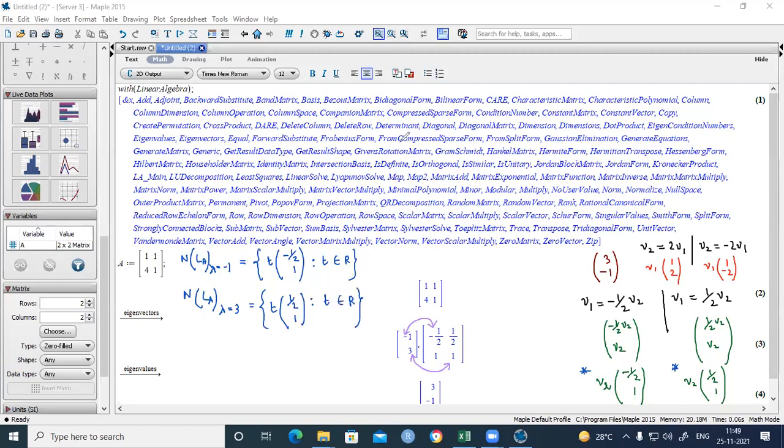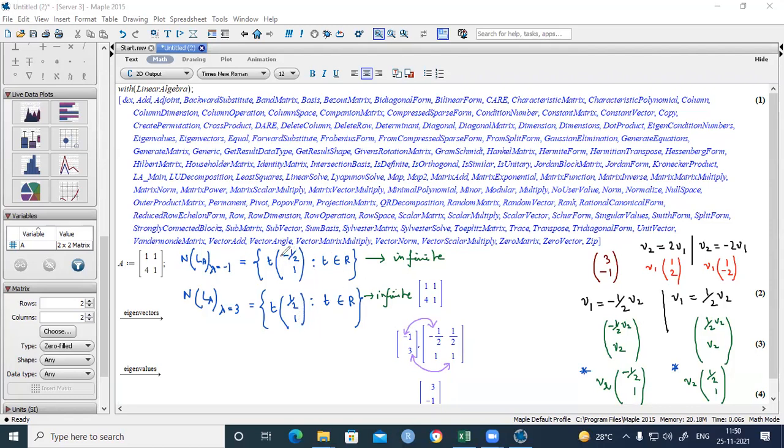But now you see the fallacy, the defect of these softwares, and this is not only for Maple, Mathematica or MATLAB, it is for any software. Here the set is actually infinite, an infinite set of eigenvectors. But here they are only showing you the special case of the eigenvectors: minus half 1 and half 1. They are considering t equal to 1 in both cases.